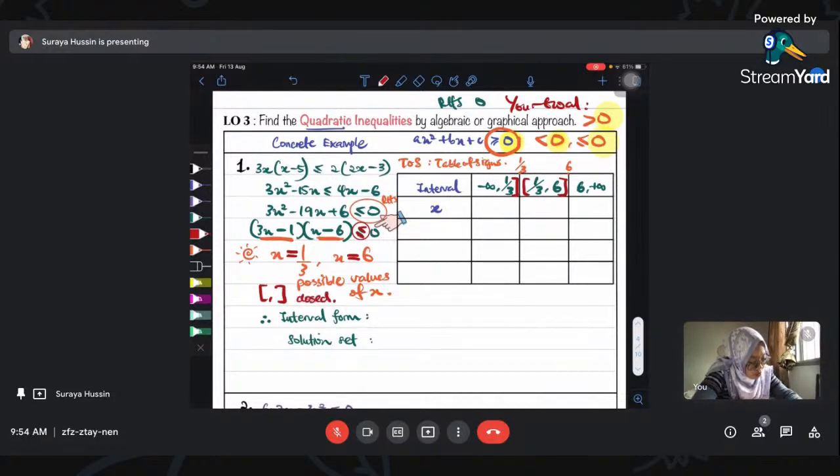Close bracket. Sama juga untuk 6. Tetapi you must remember, infinity sentiasa open. Infinity tak akan ada included. Kita tak tahu sampai mana dia berhenti kan. So dia mestilah open sahaja.